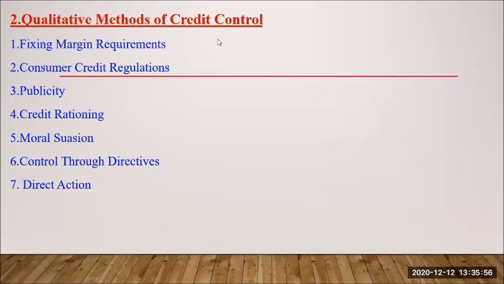Under these qualitative methods, RBI will reduce the movement of funds to unwanted sectors rather than the desired sectors. Funds should move to the priority sector rather than the non-priority sectors. All these are the various methods used under qualitative methods of credit control. It reduces the movement of funds from the non-priority sector to the priority sectors.